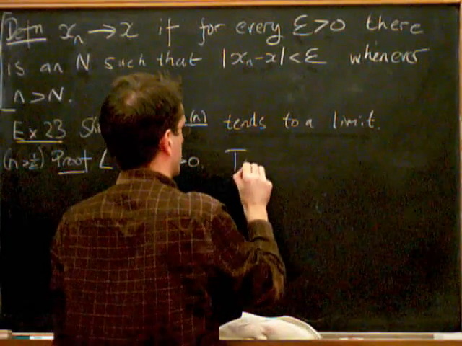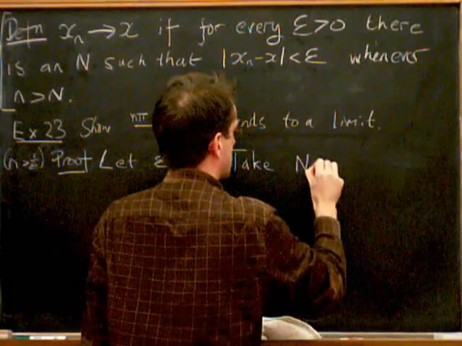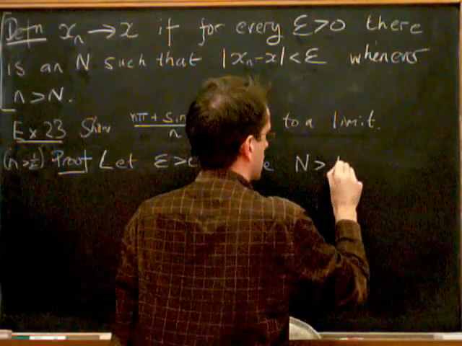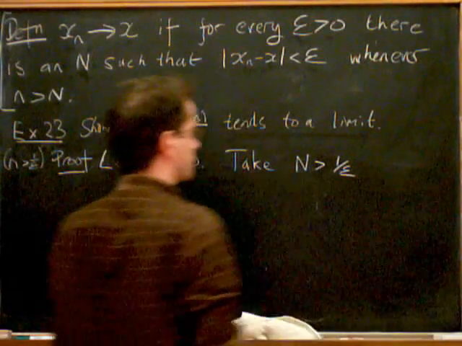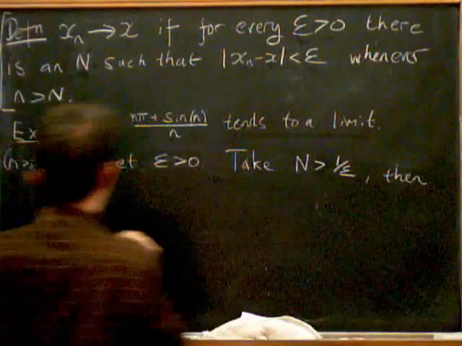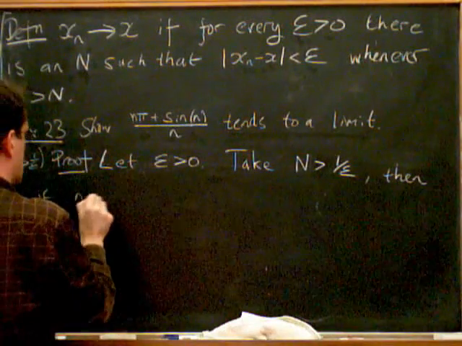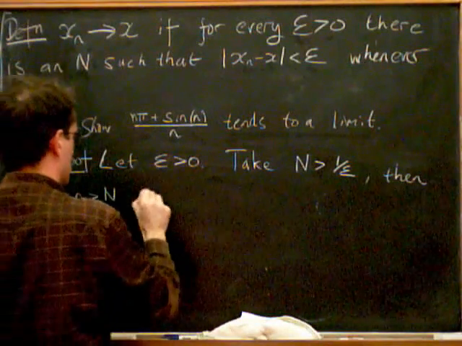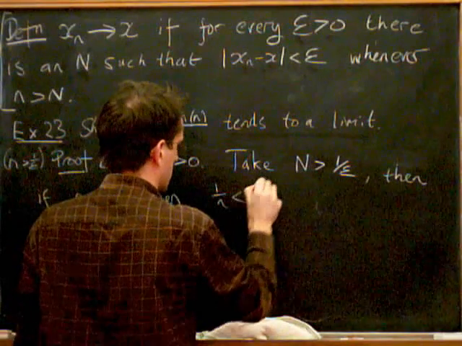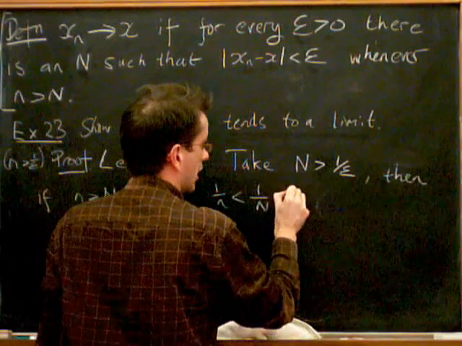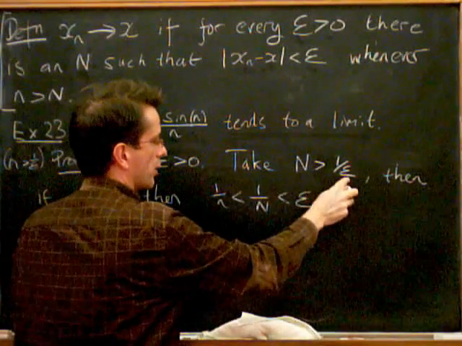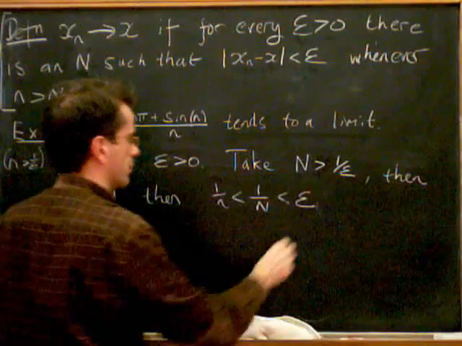So take capital N to be equal to, well, if we want it to be an integer, let it be greater than 1 over epsilon. Okay, then the point is, if n is bigger than big N, then 1 over n is going to be less than 1 over big N, and that's going to be less than epsilon. Big N is bigger than 1 over epsilon, so 1 over big N is less than epsilon.